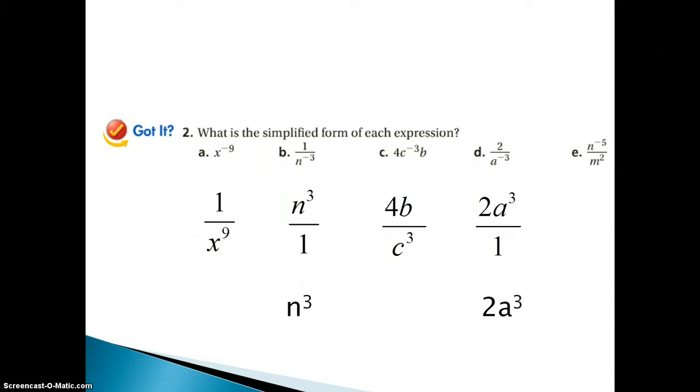The last one, do you notice that the n to the negative fifth power is a negative exponent? We're just going to move that one downstairs and make it positive. Now, notice in the numerator, it says n to the negative fifth power. I could say that it really says 1 times n to the negative fifth power. So when I move that n to the negative fifth power downstairs, there's still going to be a 1 that's left in the numerator. And this is what it would look like if it were simplified.